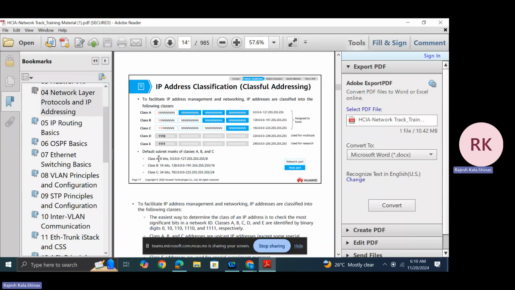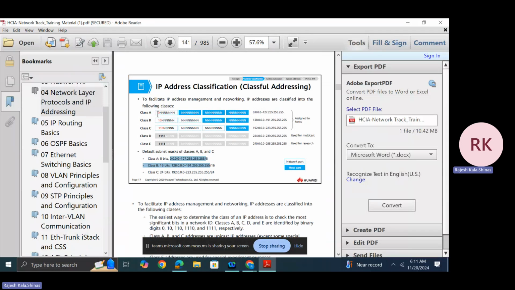In the figure, the host part is blue and the network is white. With 8 host bits, that is 2 raised to 8, which is 256, and usable is 2 raised to 8 minus 2, so 254 IP addresses we can have. Then class B has two octets for network and two for host, so 2 raised to 16 minus 2 is the number of usable addresses. Class C has a 24-bit network and 8-bit host. So 2 raised to 8.